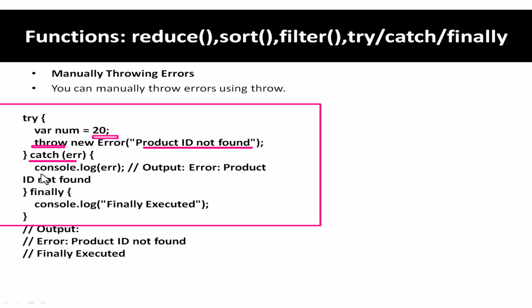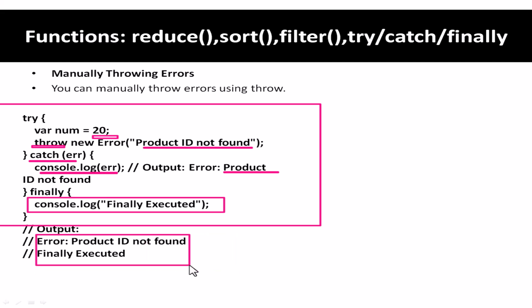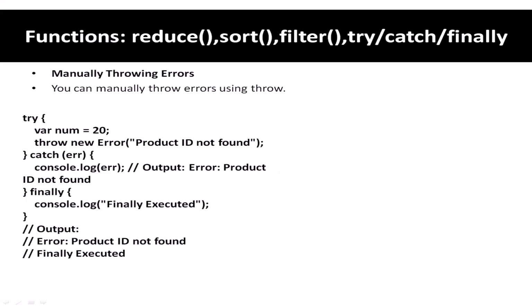Now console.log error. It is going to print the product error. What is the product error? It has found it. The finally block will be executed. If you give a finally or not, it doesn't matter. If you give a finally, that will also show the message. So this is all about arrays and functions.